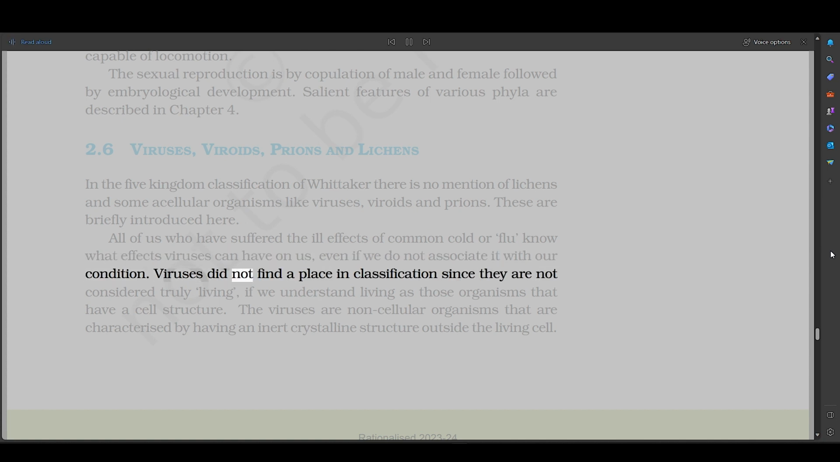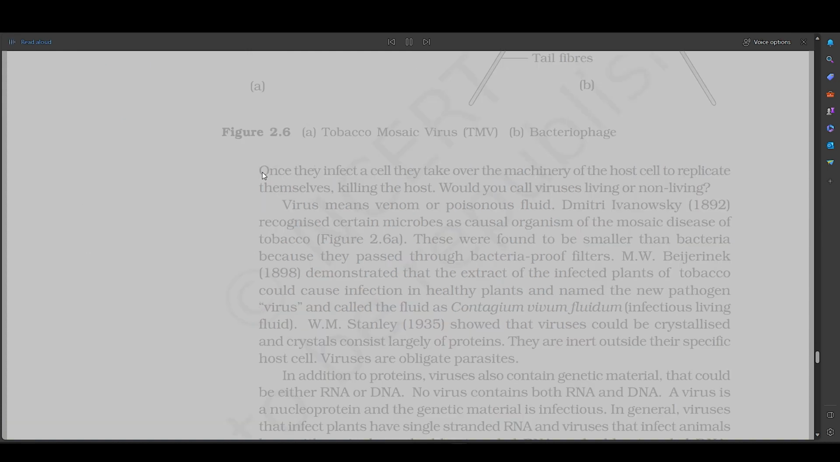Viruses did not find a place in classification since they are not considered truly living, if we understand living as those organisms that have a cell structure. The viruses are non-cellular organisms that are characterized by having an inert crystalline structure outside the living cell. Once they infect a cell, they take over the machinery of the host cell to replicate themselves, killing the host. Would you call viruses living or non-living? Virus means venom or poisonous fluid.